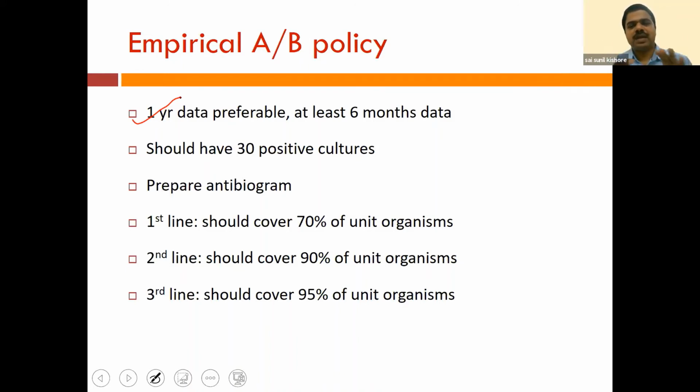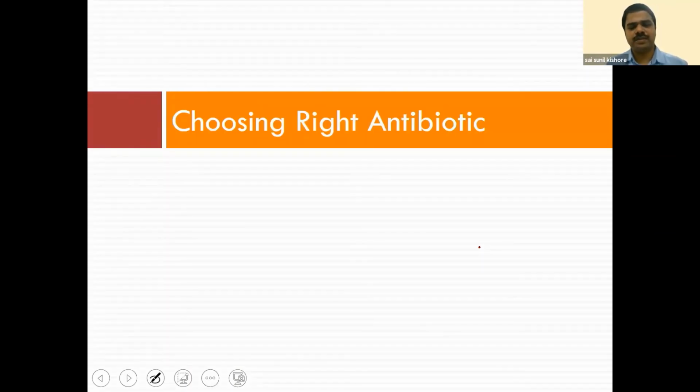Based on that, we prepare an antibiogram, a chart kind of thing. And the more important thing is this: the first line antibiotics should be able to cover at least 70% of the unit organisms. The second line antibiotics should be able to cover 90% of the unit organisms. And the third line, at least 95% of the unit organisms. So that is regarding antibiotic policy. Now coming to choosing the right antibiotic.